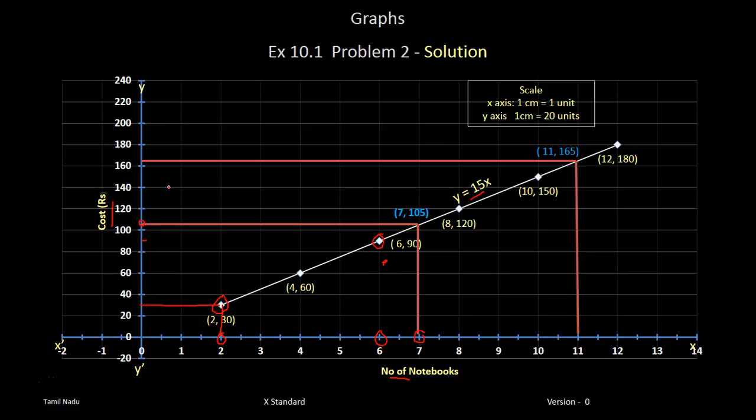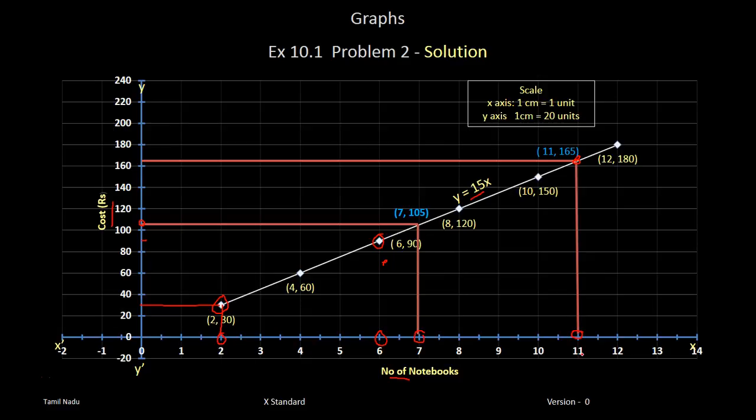Next, we are asked to find 165 rupees. 160, 165. See, from here draw a horizontal line. It will cut the straight line at one particular point, and from here you draw a vertical line, and wherever it meets the x-axis, that gives you the number of notebooks. So in this case, it is 11 notebooks.